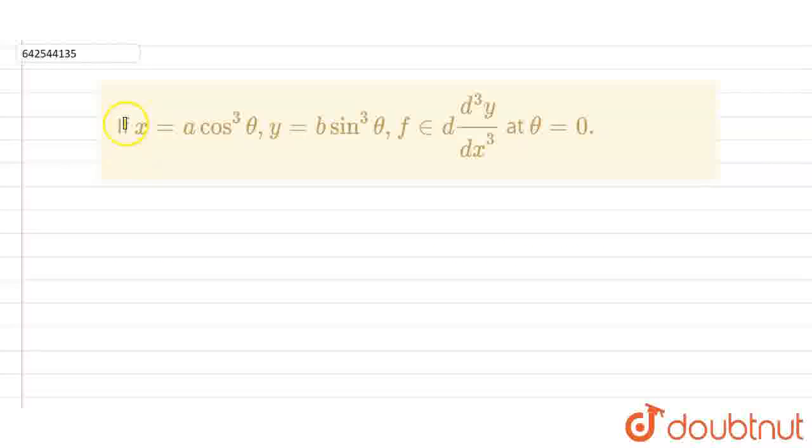Hello everyone, this is the given question and here two equations are given. For example, if x is equal to a cos cube theta and y is equal to b sin cube theta, find d cube y upon dx cube, that means the triple derivative of y with respect to x at theta equals to 0. This condition is also given to us in this question. So first of all we'll just write these equations, then we'll try to solve this.